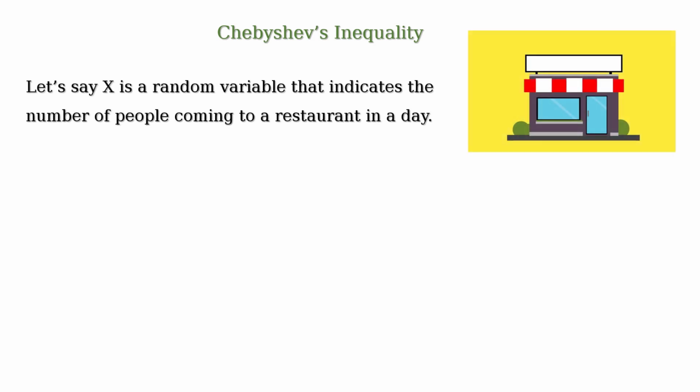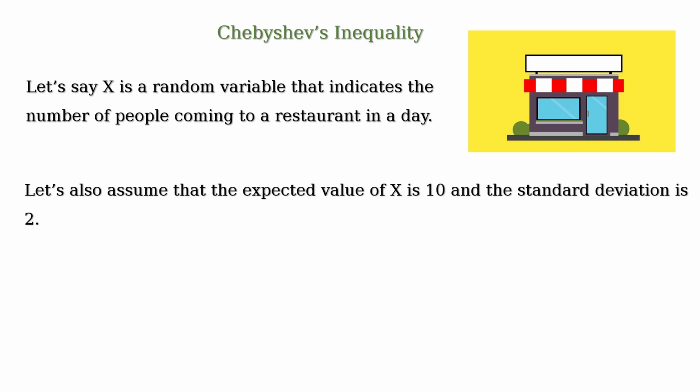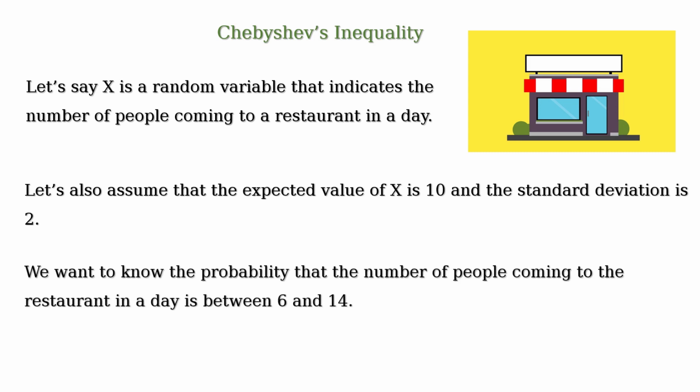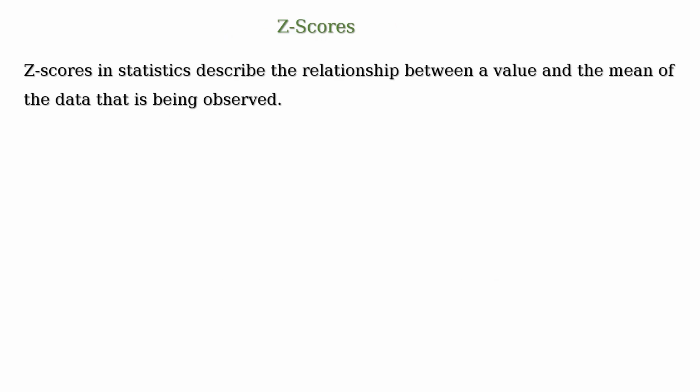Now, let's look at an example. Let's say x is a random variable that indicates the number of people coming to a restaurant in a day. Let's also assume that the expected value of x is 10 and the standard deviation is 2, and we want to know the probability that the number of people coming to the restaurant in a day is between 6 and 14.